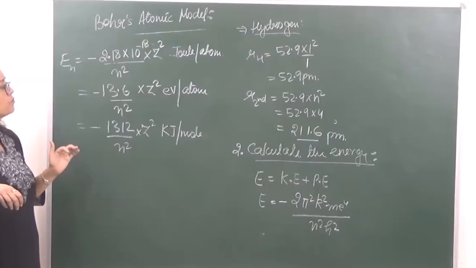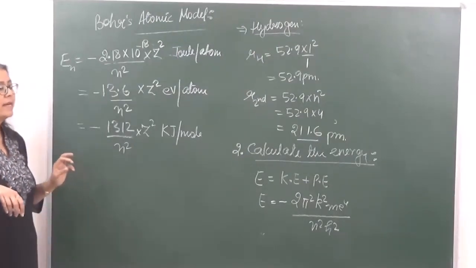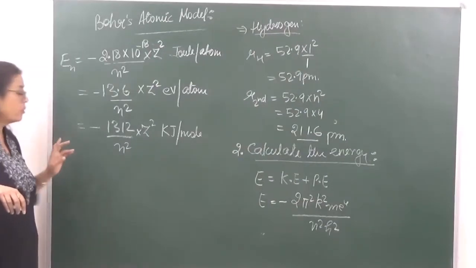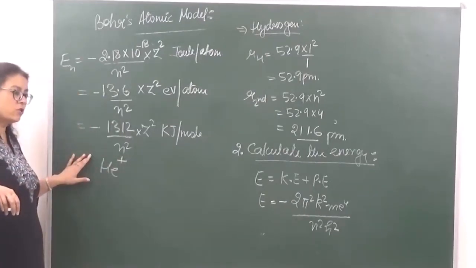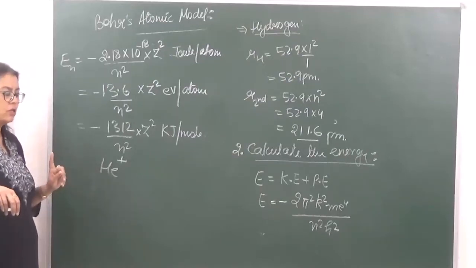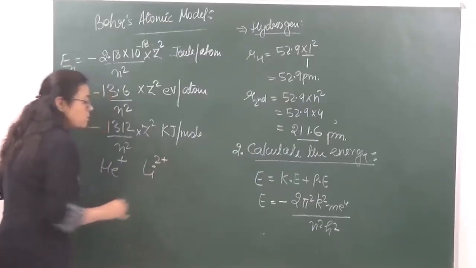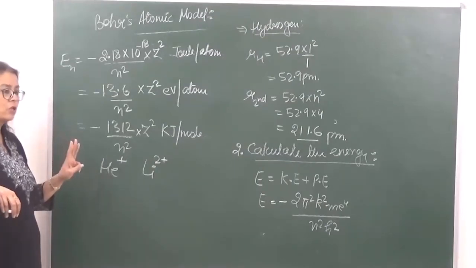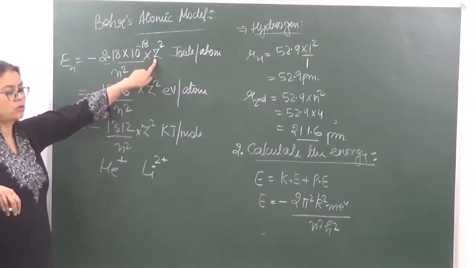But if you are talking of hydrogen-like atoms, what do we understand by hydrogen-like atoms? Hydrogen-like atoms means that they should have only one electron. Okay, for example, He positive. Now He has 2 electrons. He positive will have only one electron. So it is a hydrogen-like atom. In a similar manner, lithium 2 positive. Lithium has 3 electrons. So lithium 2 positive will have only one electron. In this case, you have to specify the value of Z also.